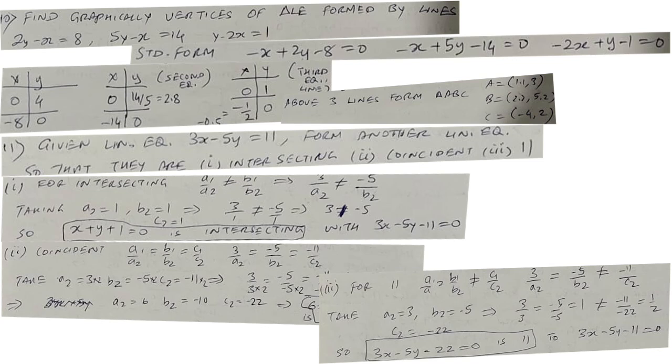But C you choose such that it is twice C1, that is, C2 you take as minus 22. So what happens to minus 11 by minus 22? You get half, which means A1 by A2 equal to B1 by B2, but it is not equal to C1 by C2. This is the case where they are parallel. So the equation 3x minus 5y minus 22 equal to 0 is parallel to 3x minus 5y minus 11 equal to 0.